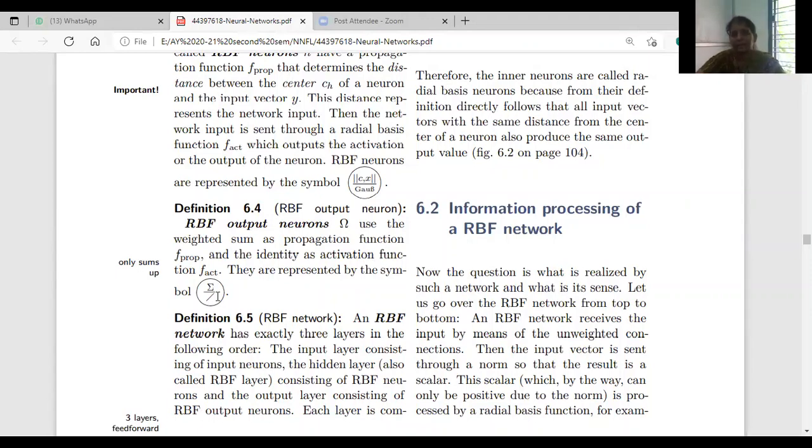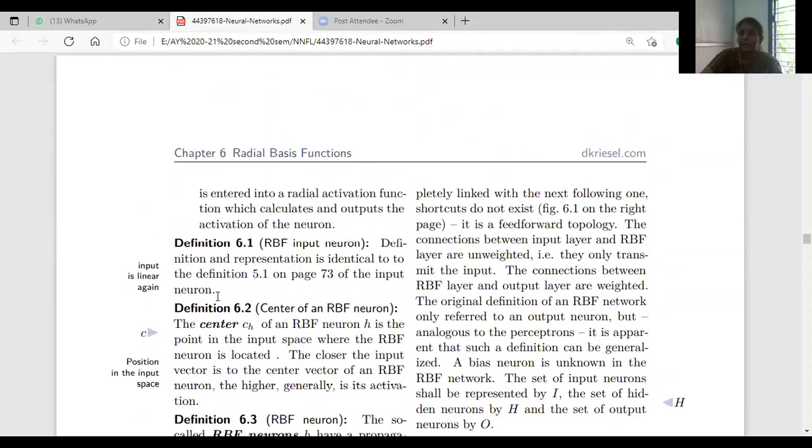Next, the RBF network. How is the RBF network defined? A radial basis function network has exactly 3 layers. The input layer consists of input neurons. The hidden layer consists of RBF neurons, not just hidden neurons. The output layer consists of RBF output neurons. Each layer is completely linked with the next following one.